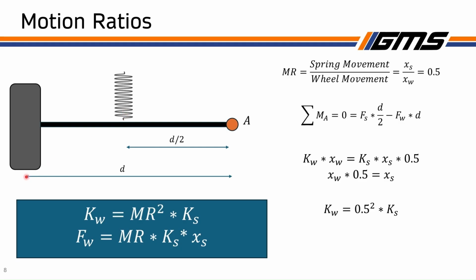So you get the effect in both directions, right? The force here has to be twice as big, but it also moves half as much. So you end up with the motion ratio squared. But when you're just talking about the force, right, it's not going to be the motion ratio squared. It's just the motion ratio times the spring rate times the displacement of the spring, which you can derive very easily from this equation right here.